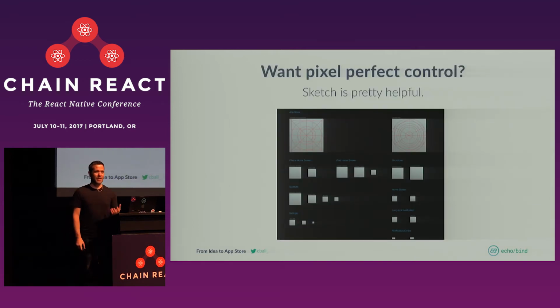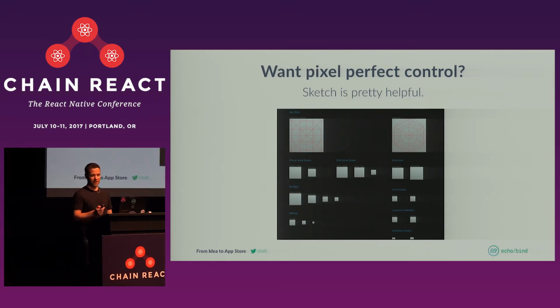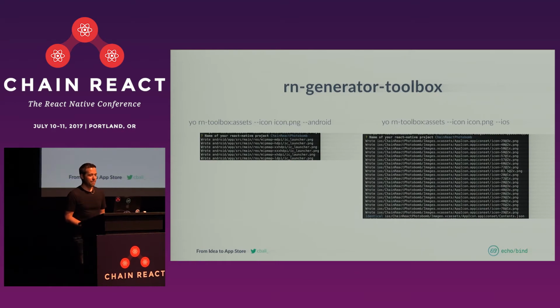If you're the type that is very particular about how these all look, Sketch has some really great manual templates for this. If that's what you do, that's awesome. I don't really have time for that, so here's what I'm going with. There's a pretty cool tool called RN Generator Toolbox that will basically take an icon file, and you can optionally pass Android or iOS, or you can do them the same way. And it will just generate everything for you.